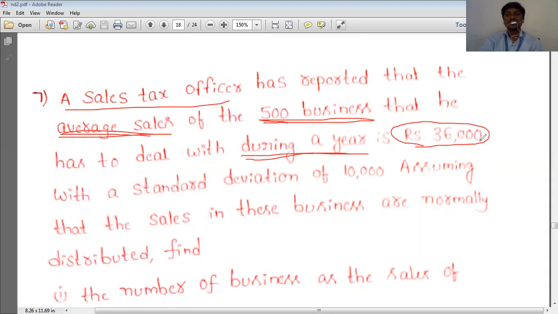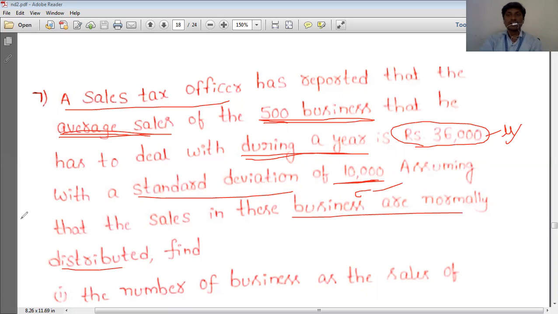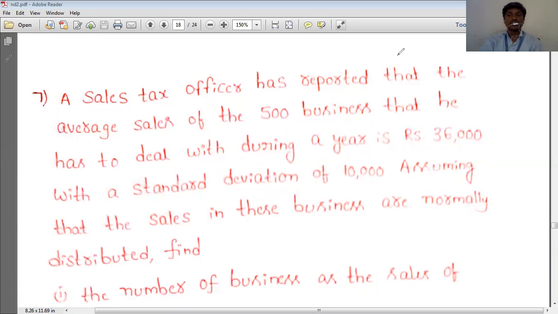So average is nothing but the mean, so the mu value they give. And standard deviation, with a standard deviation of 10,000, that is also given. So mu we know and sigma we know. Assuming that the sales in these businesses are normally distributed. So these businesses are normally distributed. Then what do we need to calculate here?